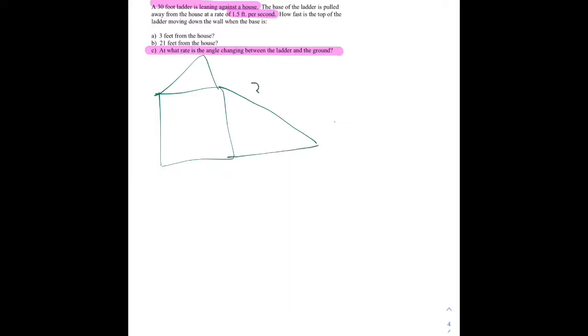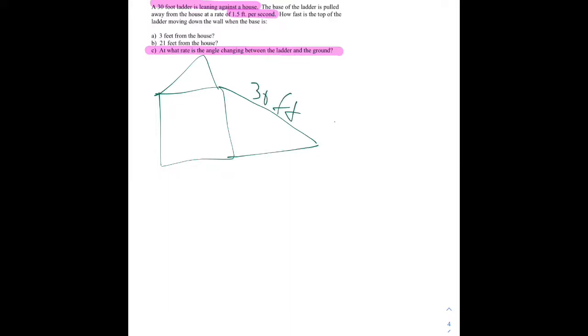All right, let's do part C. We still have the exact same thing going on. We still have a 30-foot ladder. We still have that dx dt is 1.5 feet per second. But C is asking for a different problem. It wants to know at what rate the angle is changing between the ladder and the ground. So let's draw a picture again. I have a house. I have a ladder. The ladder is 30 feet.